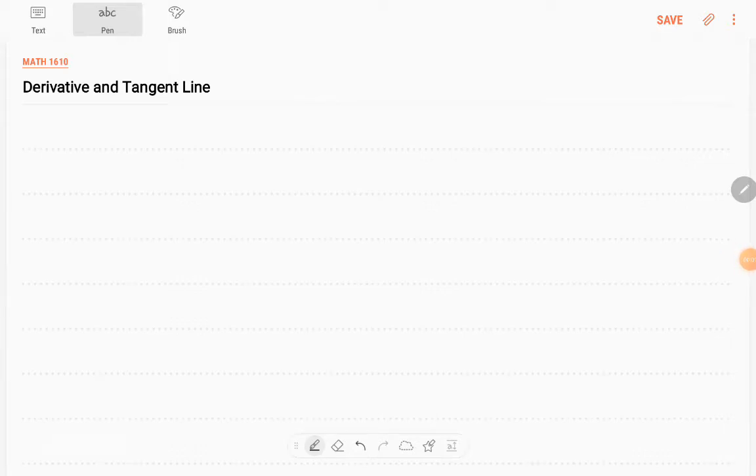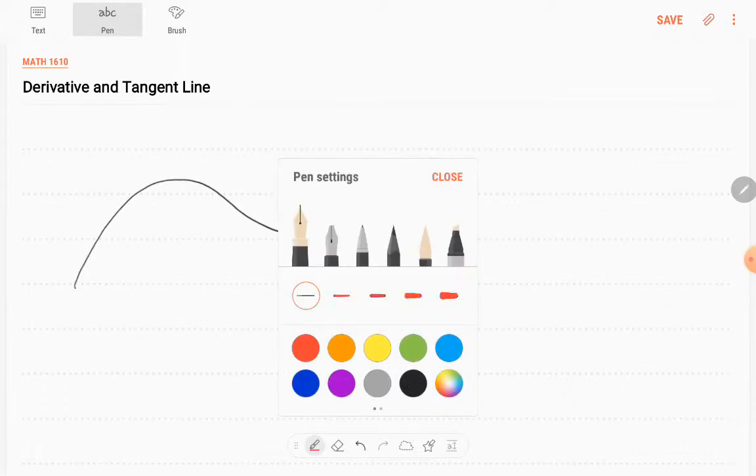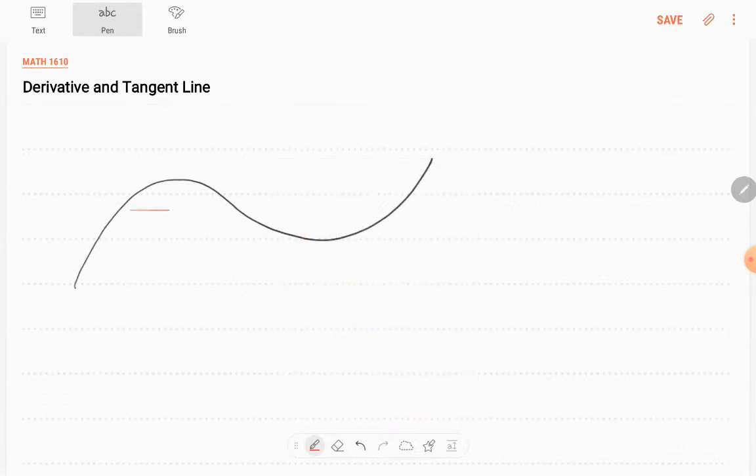Okay, we want to talk about the derivatives and the tangent line. So suppose we have a curve, an arbitrary smooth curve, and we know at each point there is a tangent line. For example, at this point, you have a tangent line, and at this point, you have a tangent line. At different points, you have different tangent lines, right?